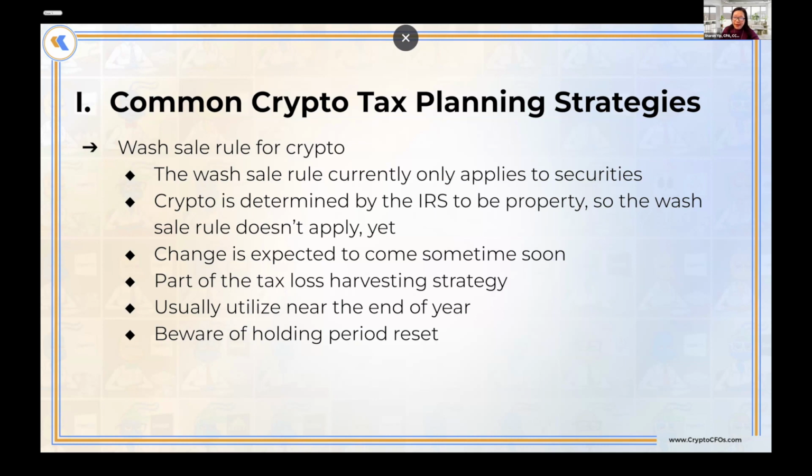As you know, the IRS categorizes crypto as property for tax purposes. So currently, the wash sale rule doesn't apply to crypto, meaning you can sell one crypto and buy it back immediately and recognize the capital loss without actually suffering a loss, because you still end up with the same asset and your out-of-pocket cost of investment is still about the same as before.